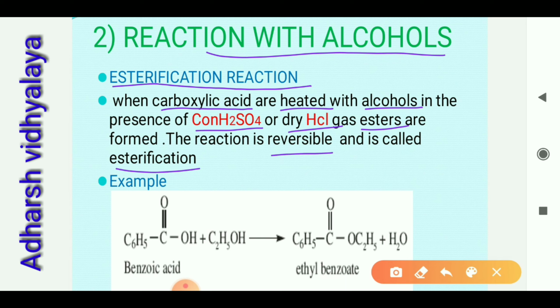It is one of the tests for carboxylic acid. We know there are three tests for carboxylic acid. One is esterification. When alcohol reacts with carboxylic acid, it gives ester, identified by its fruity smell. Another is that carboxylic acid turns blue litmus into red. Then, when carboxylic acid reacts with carbonate and bicarbonate, it liberates carbon dioxide.